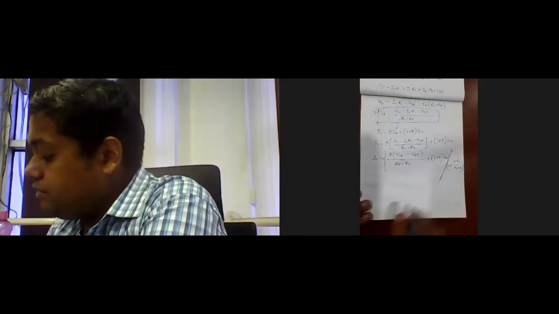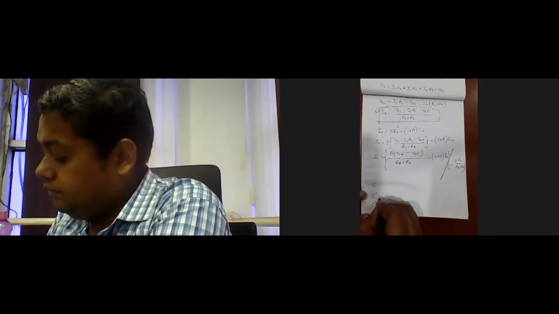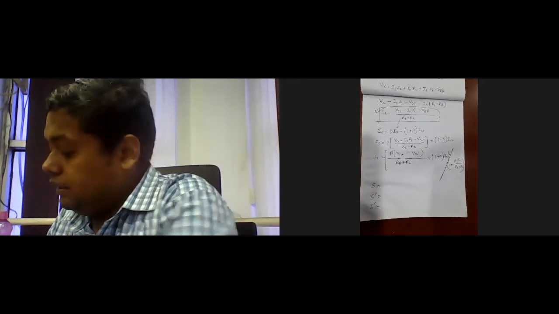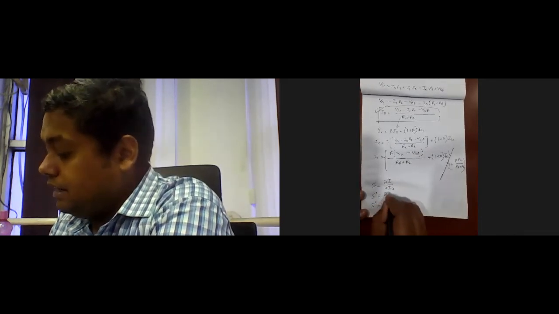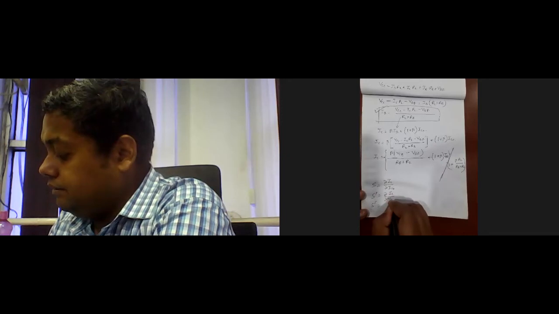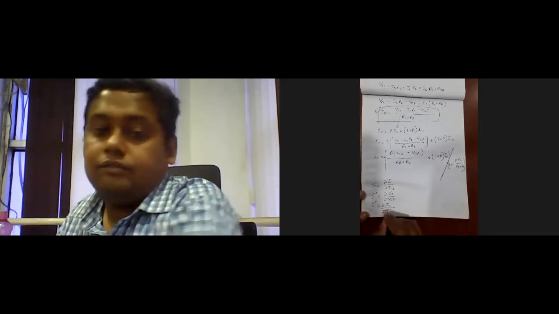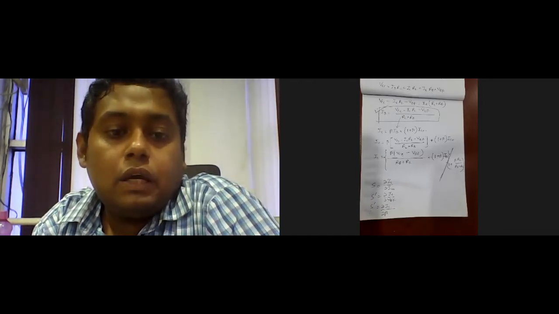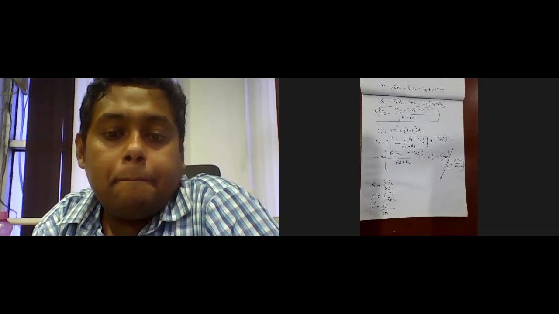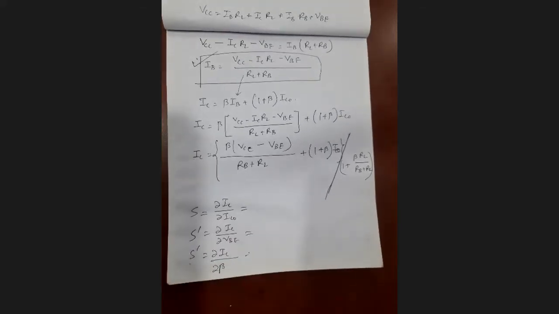From here you just find out S prime and S double prime. S equals del IC by del ICO, S prime equals del IC by del VBE, and S double prime equals del IC by del beta. What is the value of these three components?